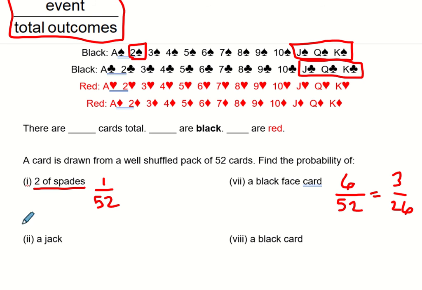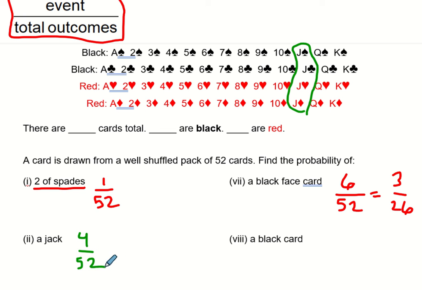Now here it's asking what's the probability of getting a jack. So again, how many jacks are in the deck? So let me erase this here. Alright, so how many jacks are in the deck? Well, there's 4. There's 1, 2, 3, 4. So then that would be 4 out of 52, which reduces to 1 out of 13.